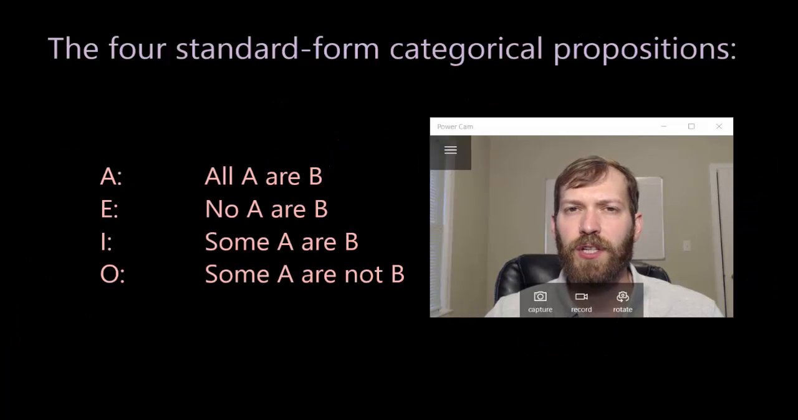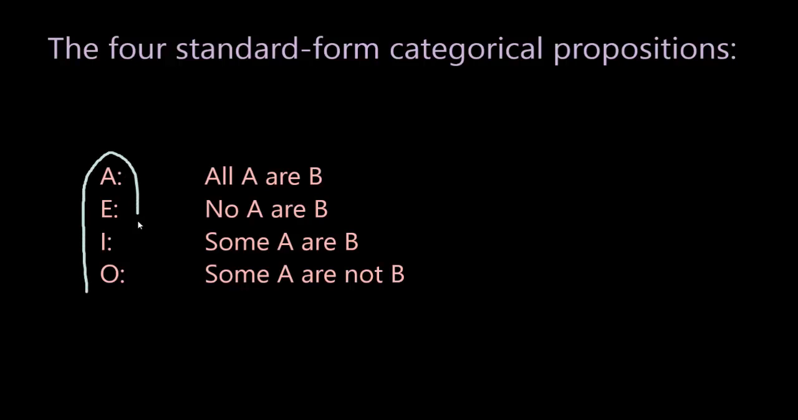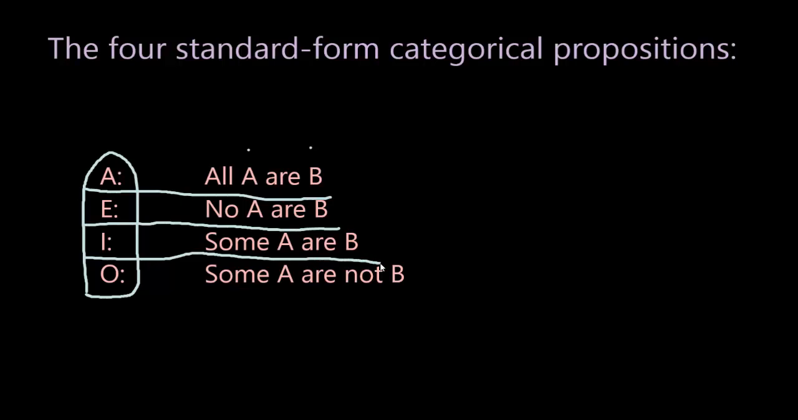So the schema gives us four possible categorical propositions in standard form. The convention is to associate each of these categorical propositions with a letter. So A gets associated with all A are B, where A is our subject term and B is our predicate term. E propositions take the form no A are B. I propositions take the form of some A are B. And O propositions take the form of some A are not B.